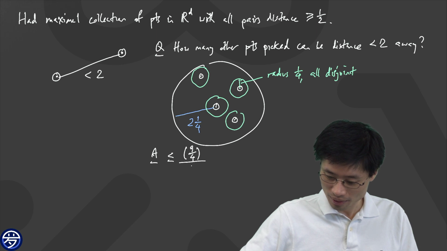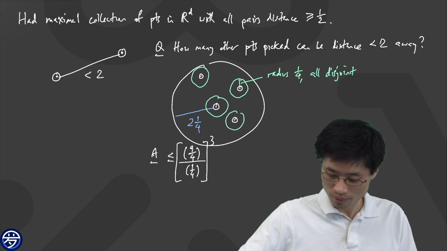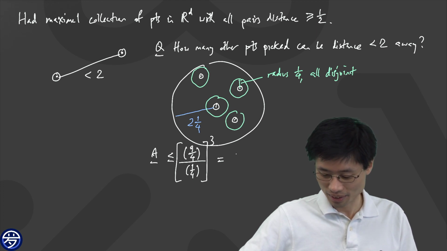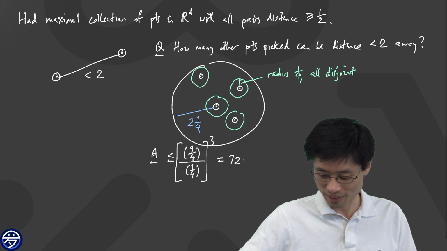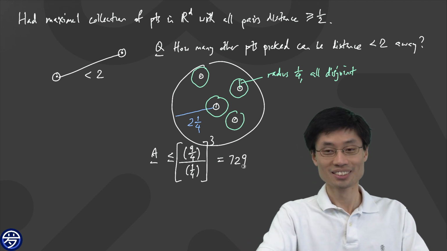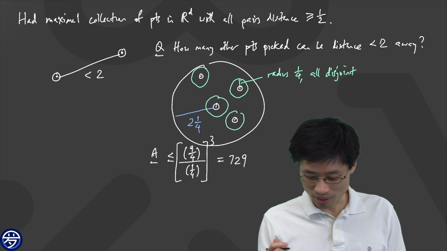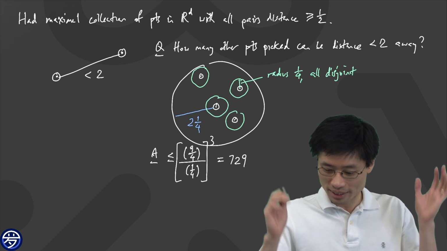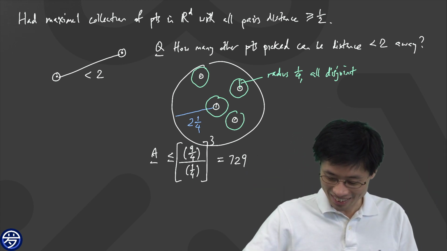over 1 over 4, and we cube it. And that happens to be 9 cubed, 729. Okay, great. Wait, something's wrong. Not cubed. Why am I cubing? It's d, raised to the power d.